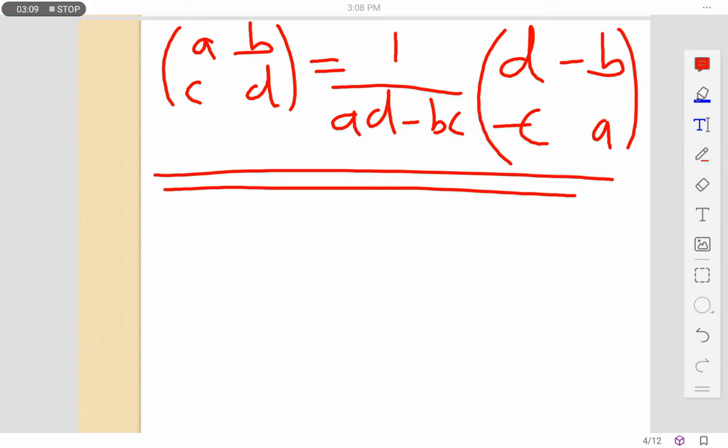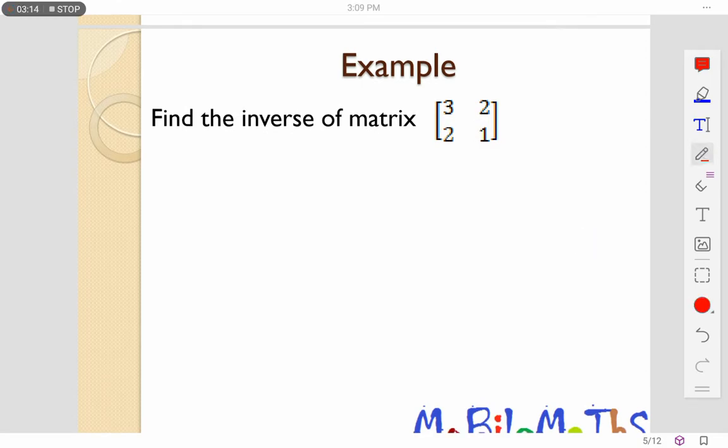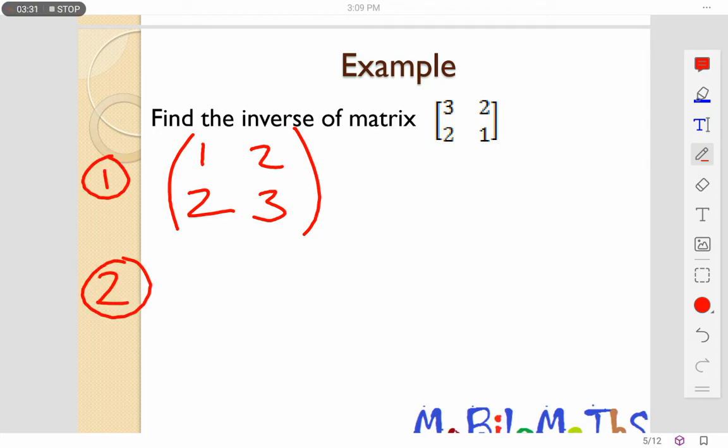Let's have an example, a more realistic example. Okay, this is the example that we have. For this one, we said we interchange. So the first thing we do, interchanging, we'll have 1, 2, 2, and 3. Okay, like that. I've done the first part. The second part, we said we multiply by minus 1 on the 2 and 2 there. So if I multiply, I'll have 1, minus 2, minus 2 and 3. I've done that.